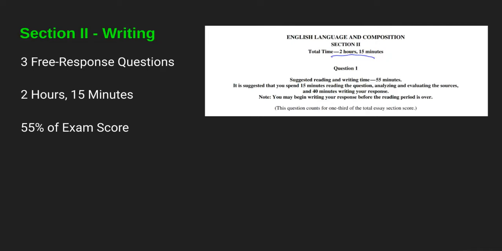The College Board used to reserve 15 minutes of reading time for the synthesis, to read the sources for the synthesis section. And you actually had 15 minutes and then you weren't allowed to move on and so on. They've actually changed that. And so they give you this suggestion now. They suggest that you spend 15 minutes reading the synthesis question, analyzing and evaluating the sources, and 40 minutes writing your response. But now, and this is kind of nice, they allow you to begin writing your response before the reading period is over.